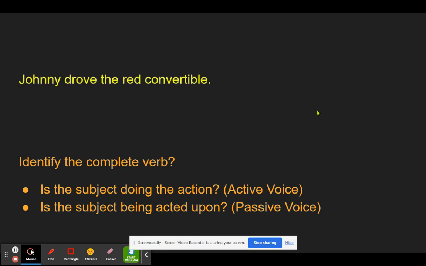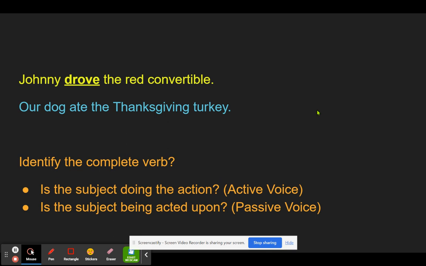So let's take a look at "Johnny drove the red convertible." What's the action in that sentence? It is drove. Let's take a look at this sentence. What is the action in that sentence? The action is ate. So we have to ask ourselves, we're going to find a subject in this sentence. So the only word we have before the verb, that's our subject, Johnny. Did Johnny do the driving, or was the driving done to Johnny? And in that case, Johnny did the driving. Johnny's doing the action. We're calling that active voice.